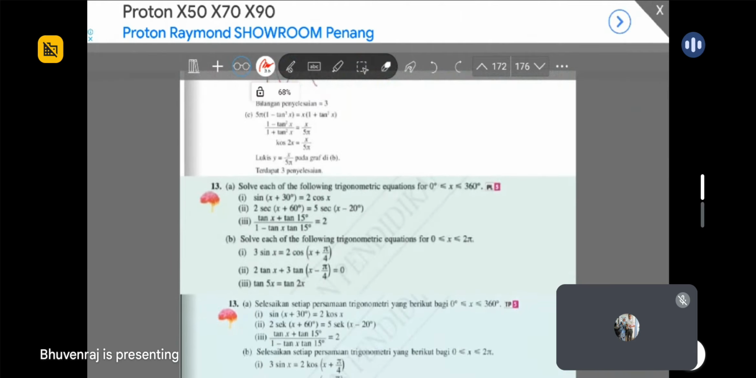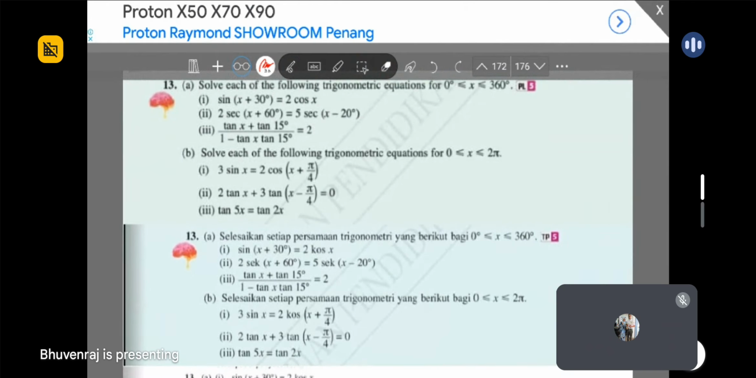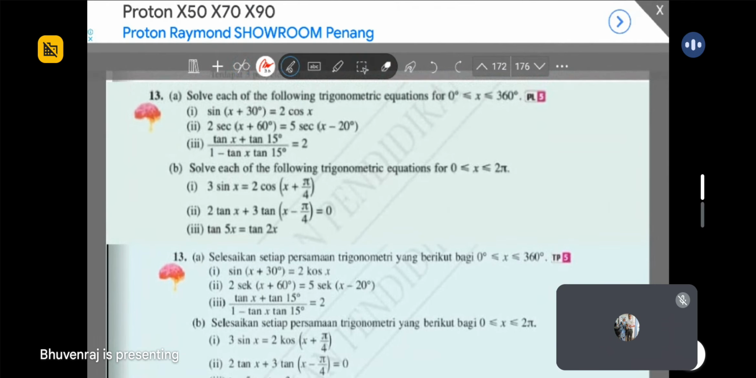Next one, question 13. For question 13, I will just discuss some, so that it is easier for you all. I choose the hardest one. So for question 13, I think I will discuss C, sorry, number 3 for question A. And then for question B, we discuss... this one has a lot.